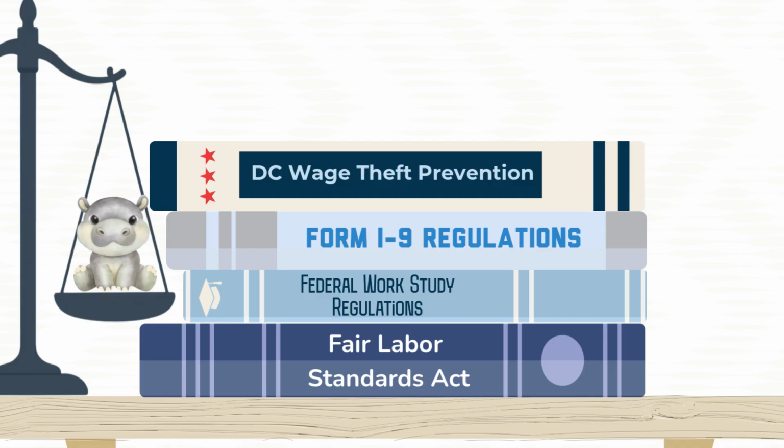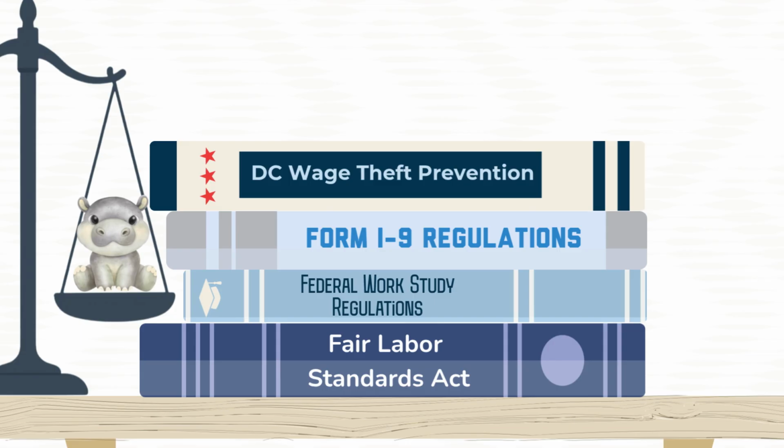First is the DC Wage Theft Prevention Amendment Act. This law includes mandated written notice of employment terms, precise record keeping, strict final pay schedules, and severe penalties for violators. GW fulfills the law's requirements through the formal offer letter and automated wage notifications.